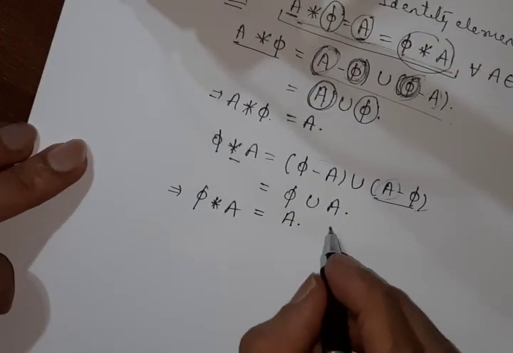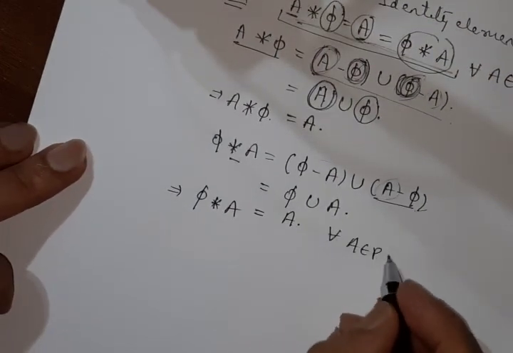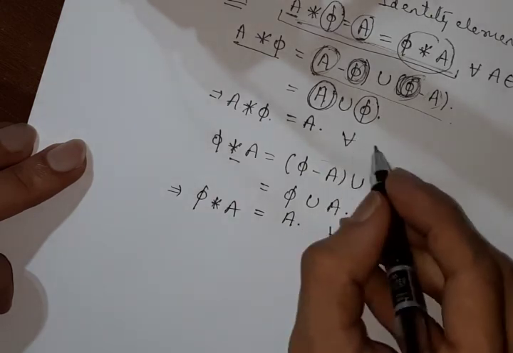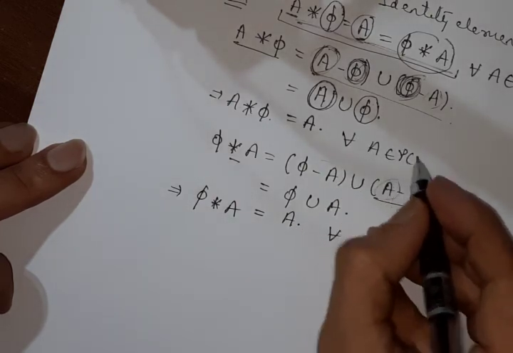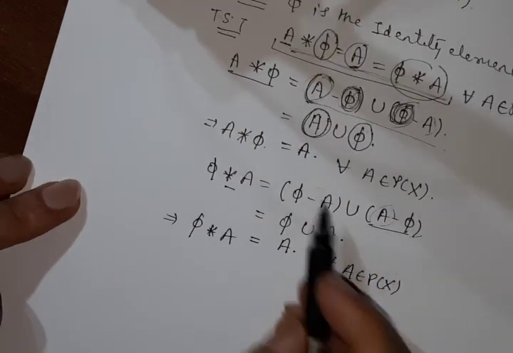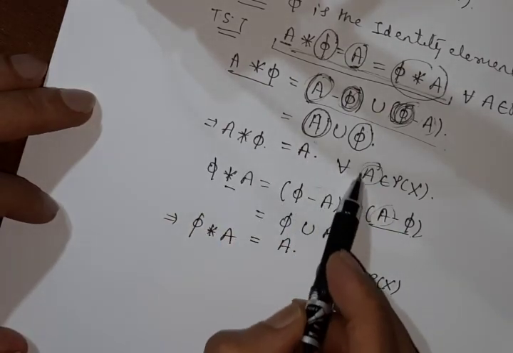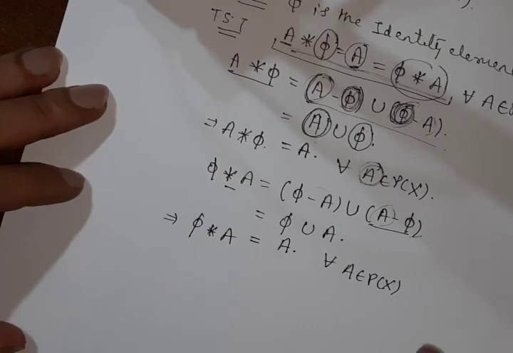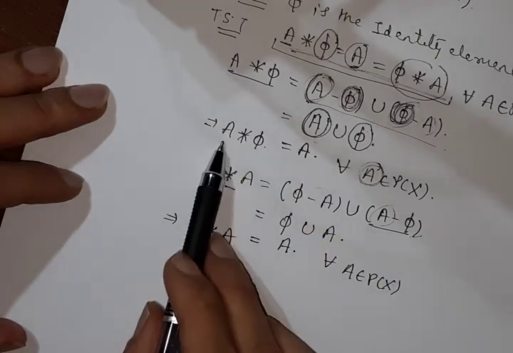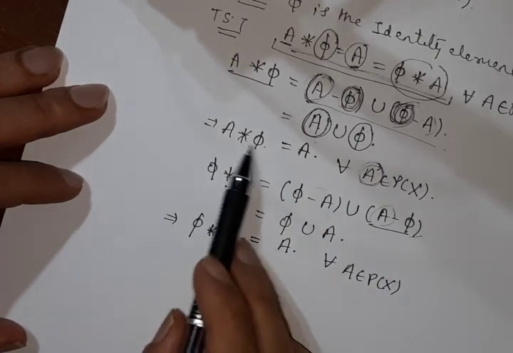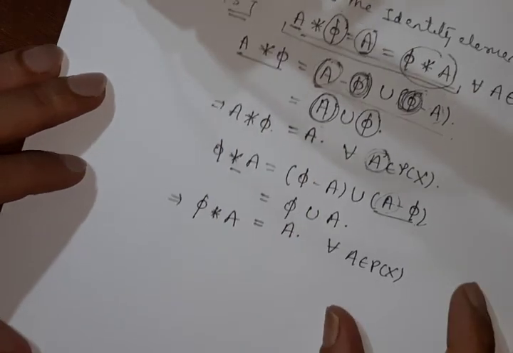Now this is true for all A belonging to the power set of X, right? A is just an alphabet. Any alphabet you take, any set you take, B, C, D, E, like that, you will get the condition. If you take E, then E star empty set will be E, like that.